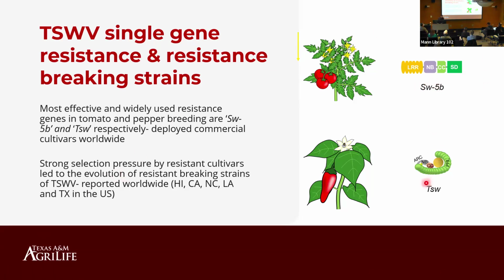In tomato and TSW in pepper. But the strong selection pressure by resistant cultivars has led to evolution of resistance-breaking strains, as I mentioned, reported all over the world. And in the US, they are likely to be present way more than they have been reported, but so far reported in Hawaii, California, North Carolina, Louisiana, and Texas in the US.